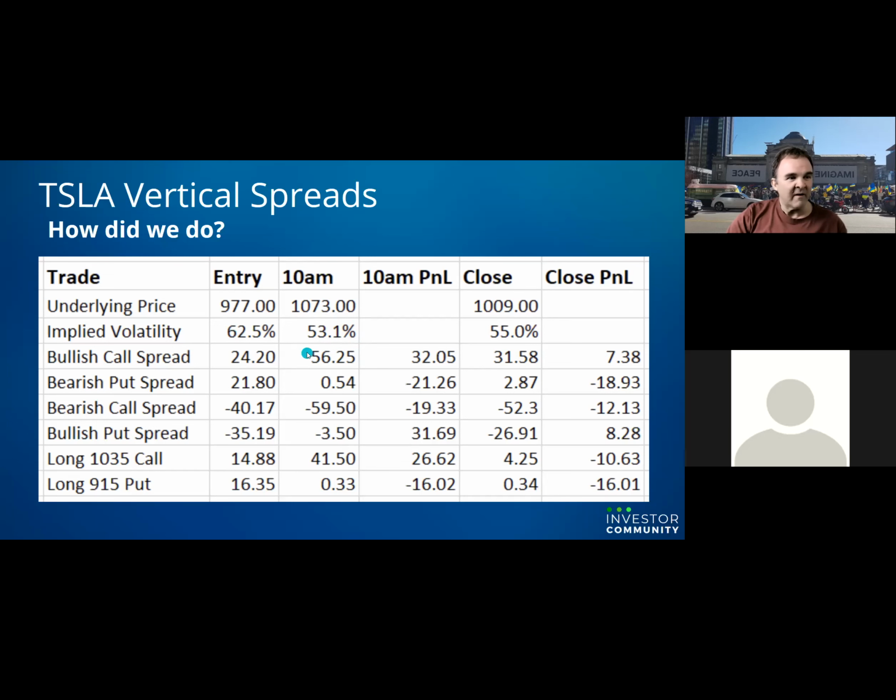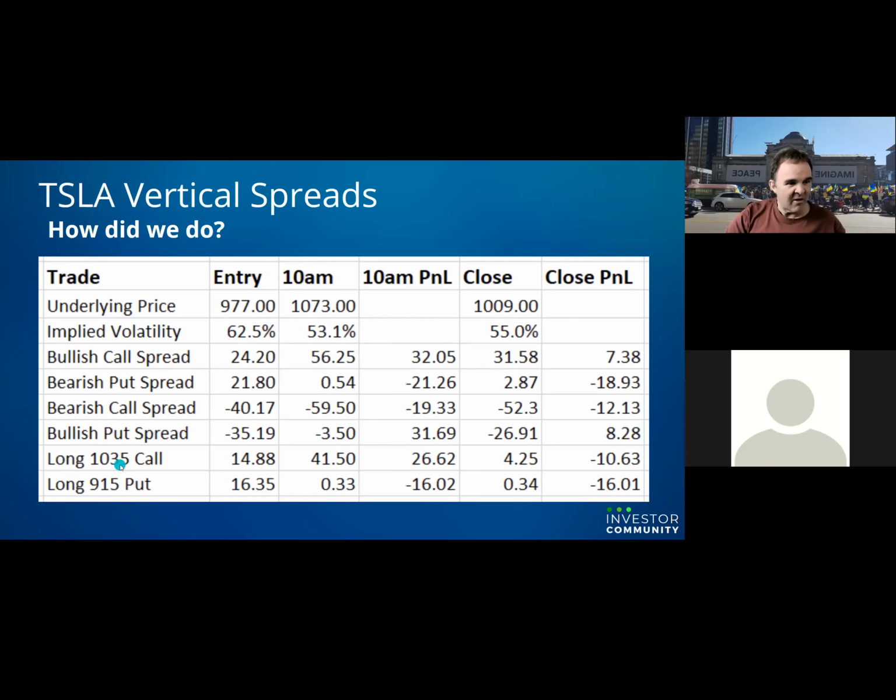So you can see, from the close to half an hour after the open the next day, the implied volatility dropped by 10%, or 10 percentage points. Which is actually more than 10% of what implied volatility was, right? So that's a big drop. So it's a good thing that we had some strategies that maybe took advantage of that.